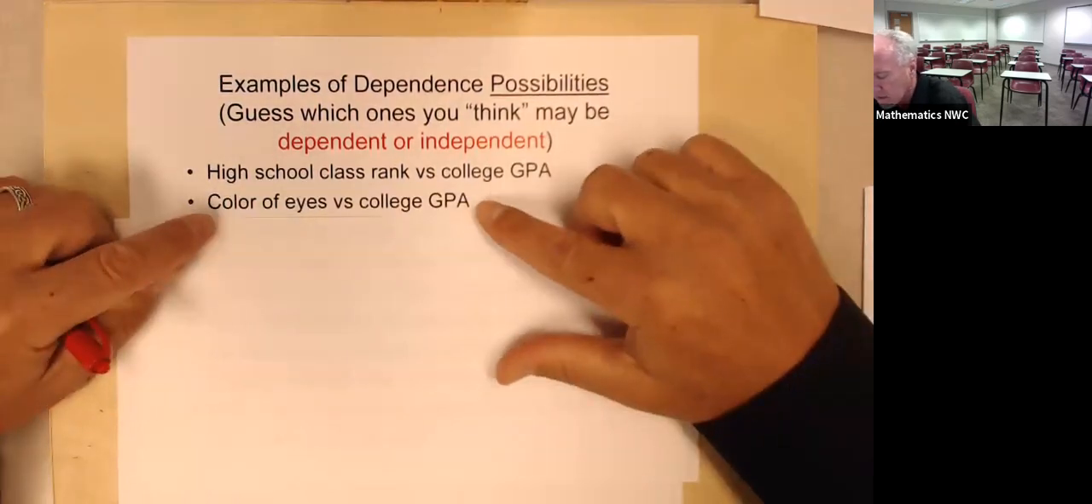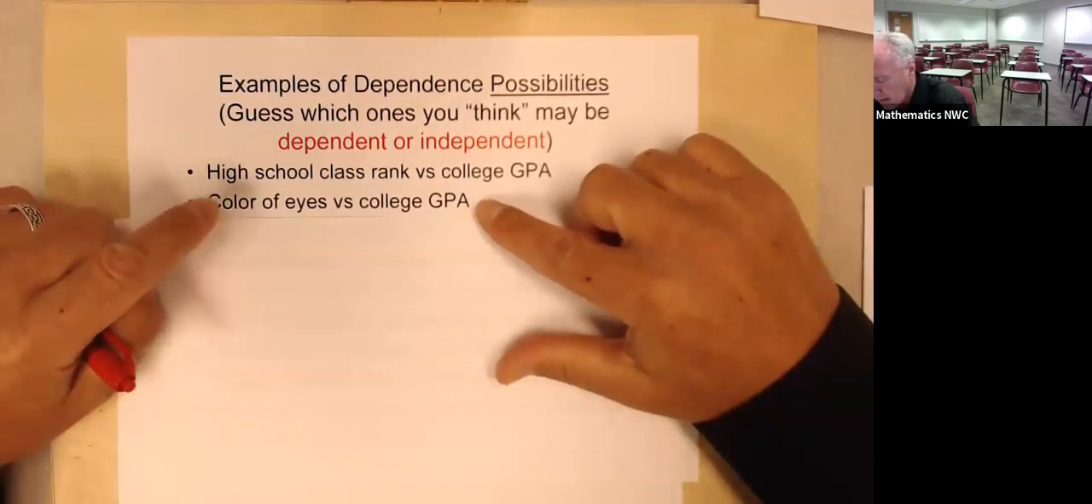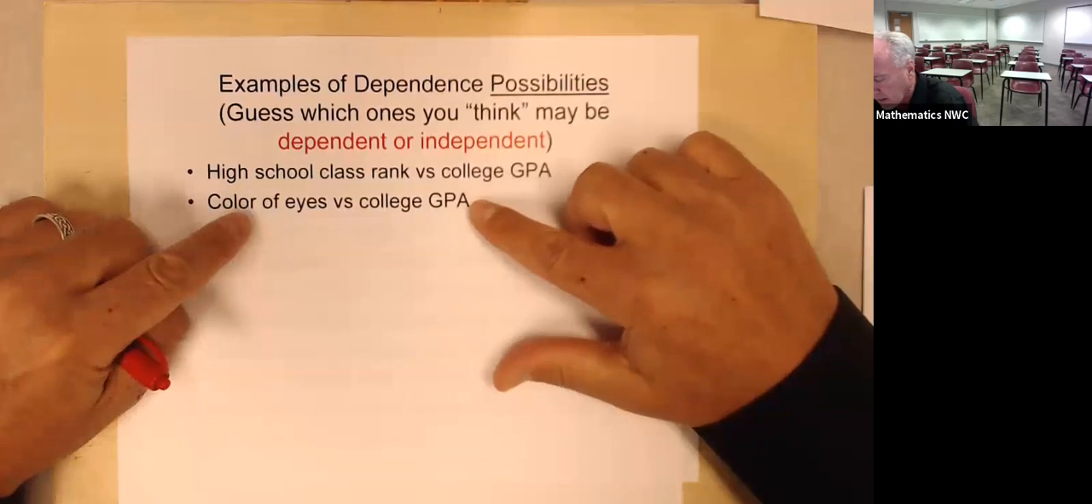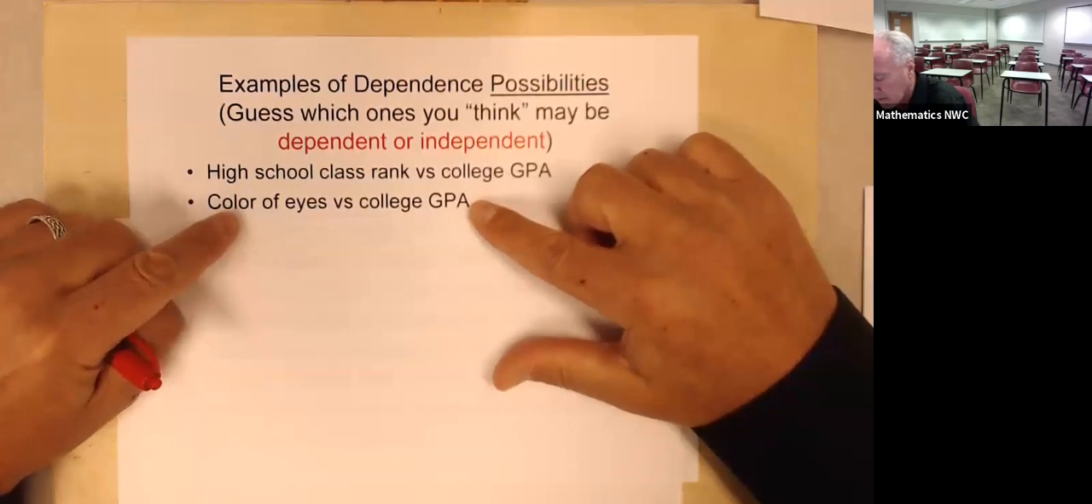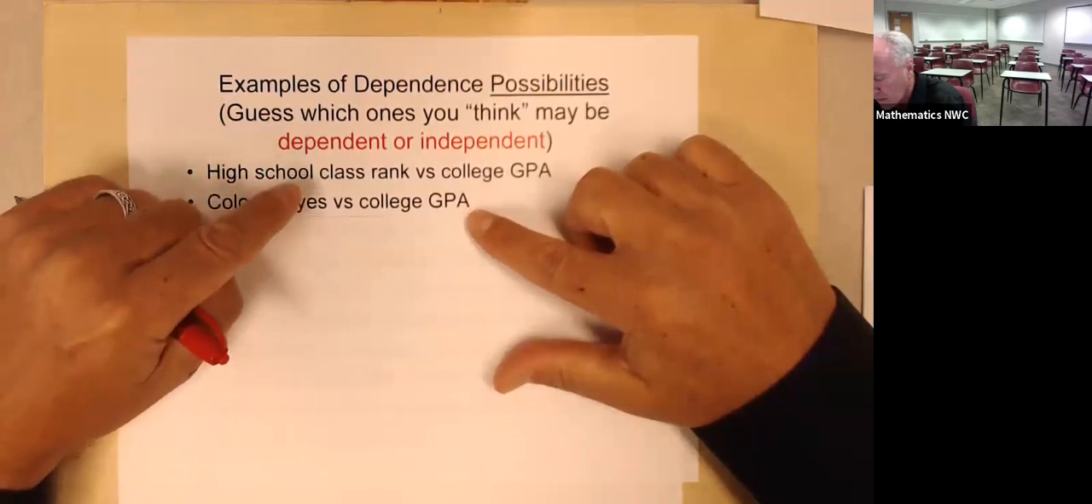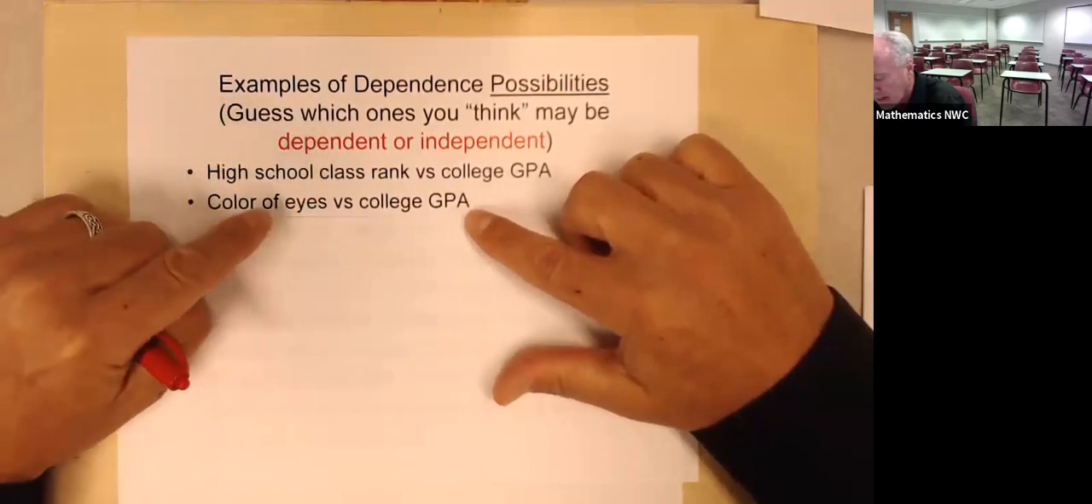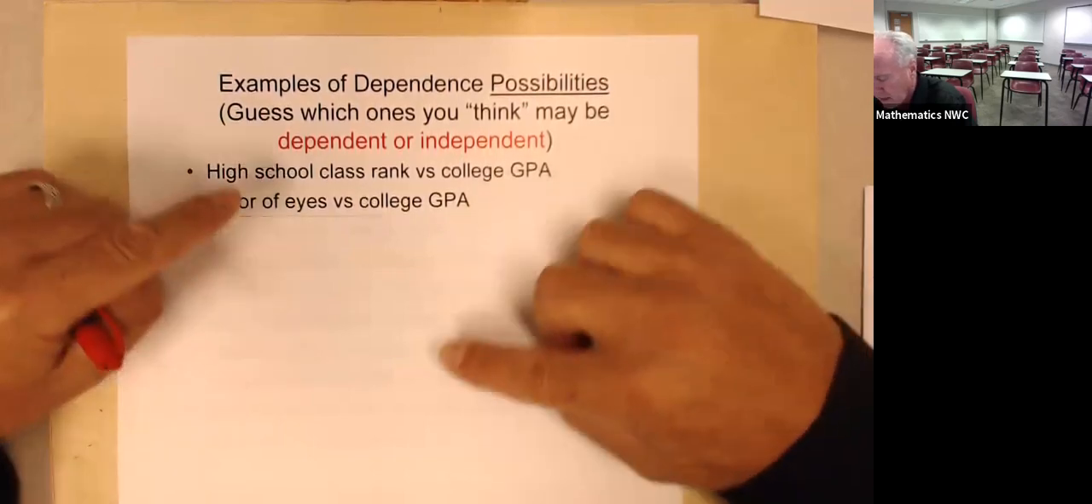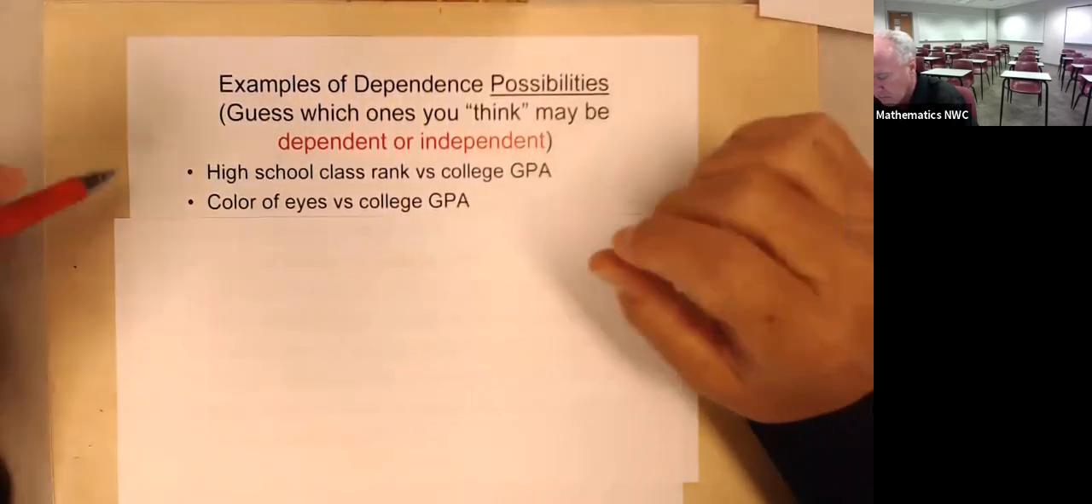Colors of eyes versus college GPA. Do brown-eyed people naturally get a higher GPA than blue-eyed people? And as you would have probably guessed, there's no correlation there. There's no dependence. They're independent of each other. They go up and down at random.